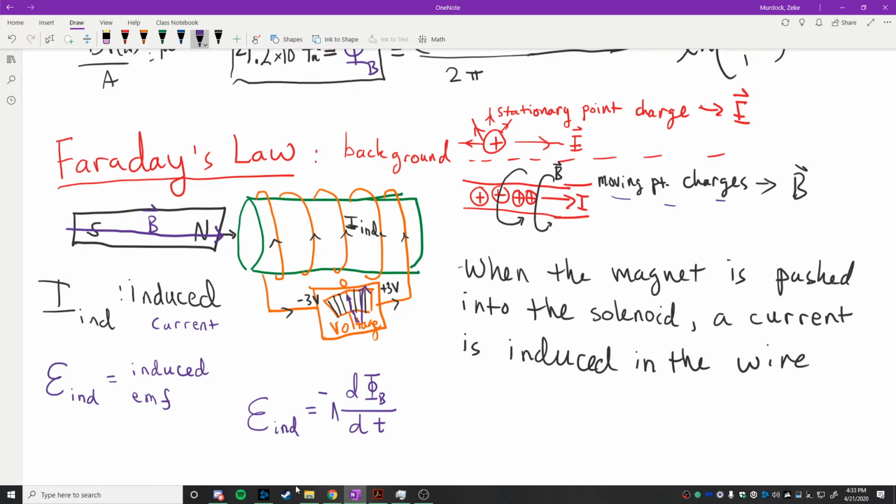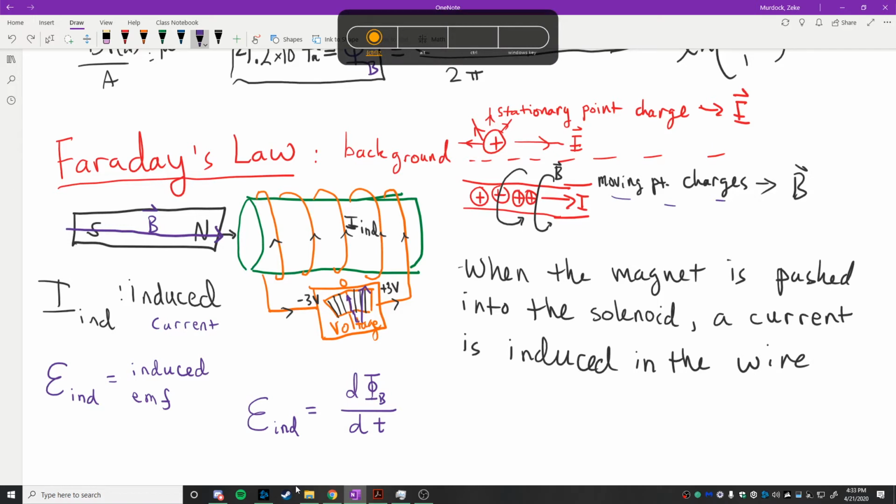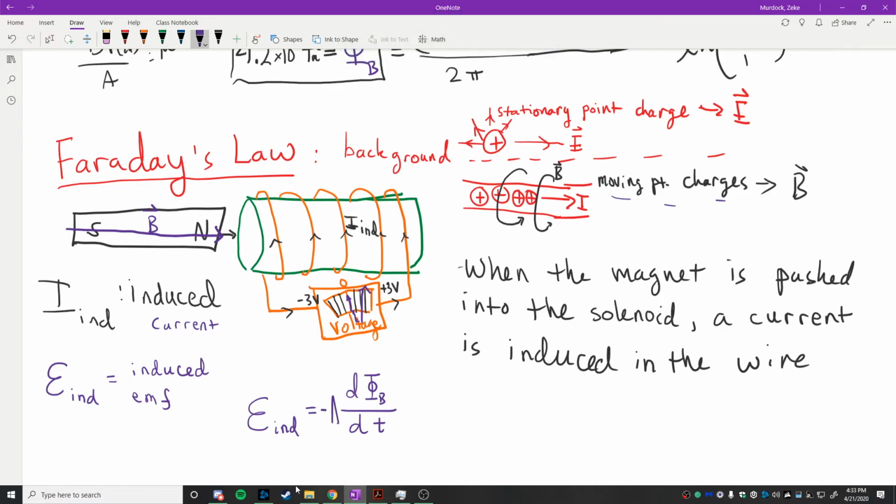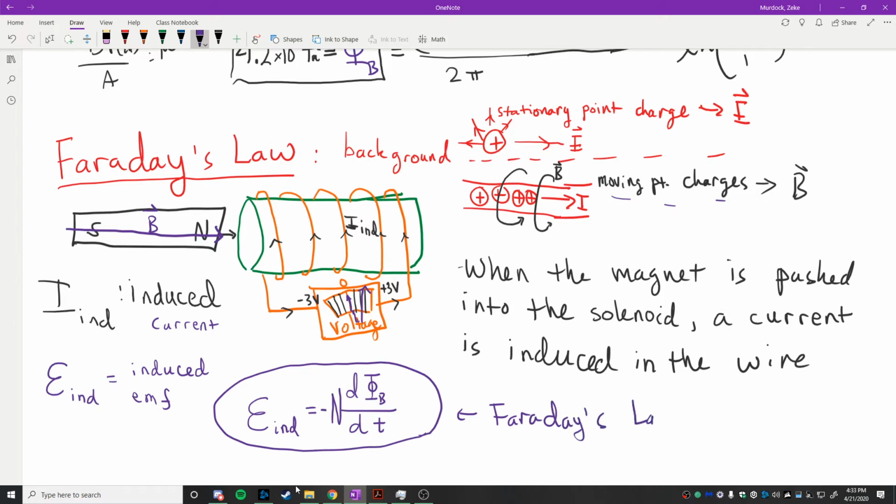So I'll put in front of here an N. Let's just try that again. Put a negative and then an N right here. This is Faraday's law. What we call Faraday's law. I don't know if he would have ever used this phrase.